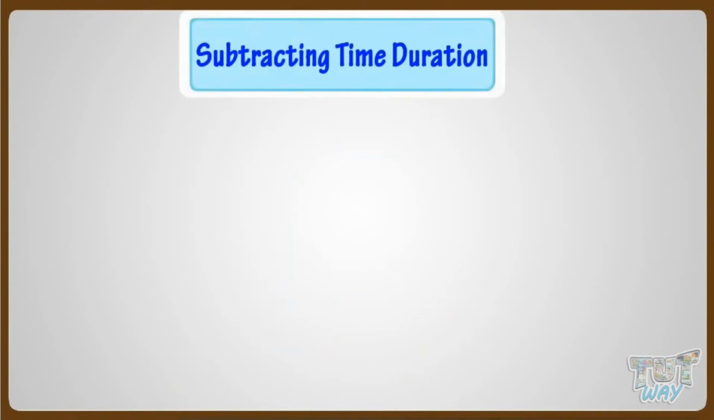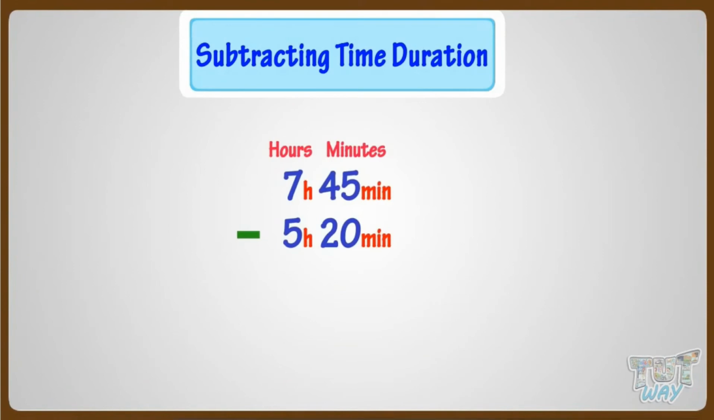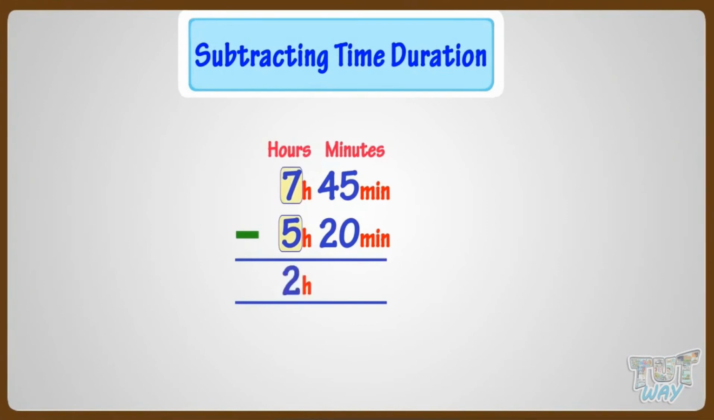Kids, now let's learn how we can subtract time. We have to subtract 5 hours, 20 minutes from 7 hours, 45 minutes. While subtracting time, the same rule is to be followed. Subtract hours from hours and minutes from minutes. Subtracting hours, that is, subtracting 5 hours from 7, we are left with 2 hours.